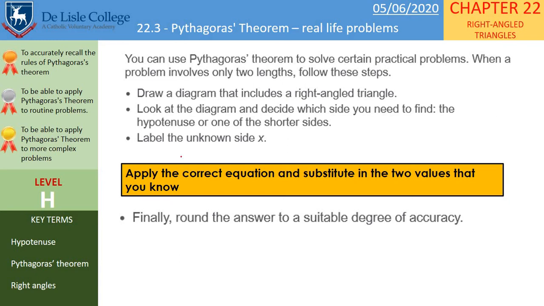So we talked about this last lesson a little bit. So number one, really important, is draw a diagram to help you. Then look at the diagram and again decide, are you finding a longer side or a shorter side, and label it X, and that helps you work out what you're actually being asked to do, because lots of this is just incorporating those two formulas we've already learnt, but within a context.